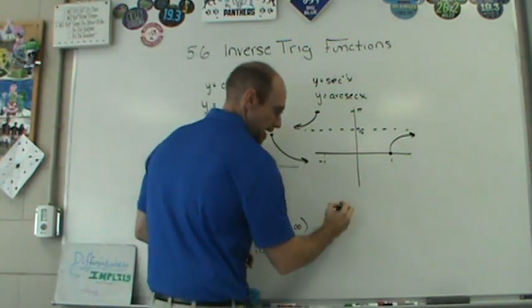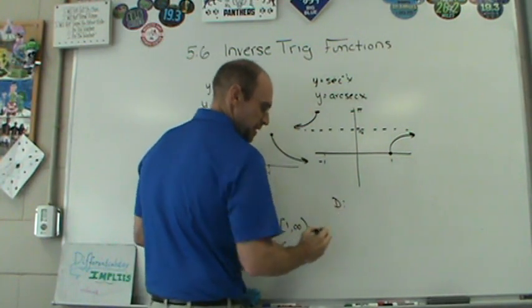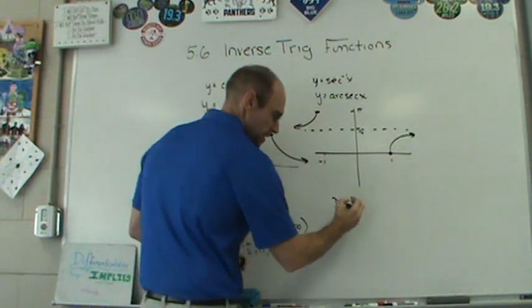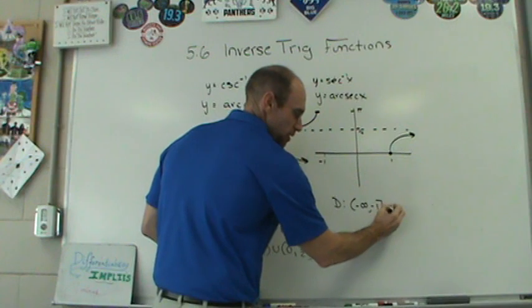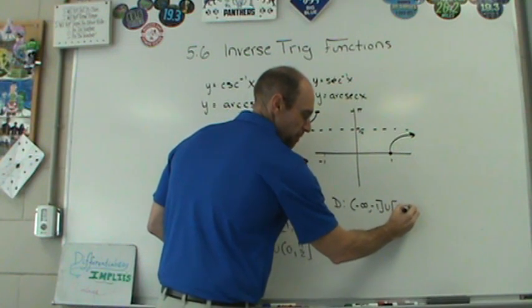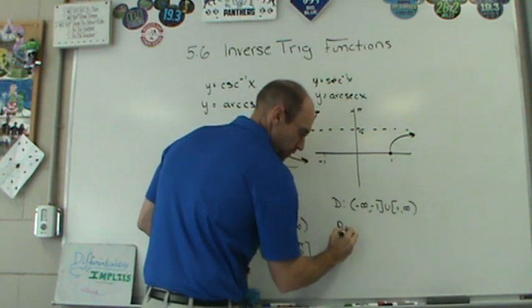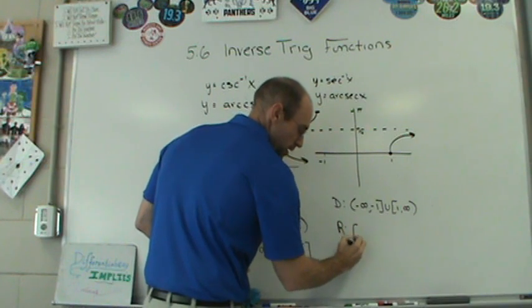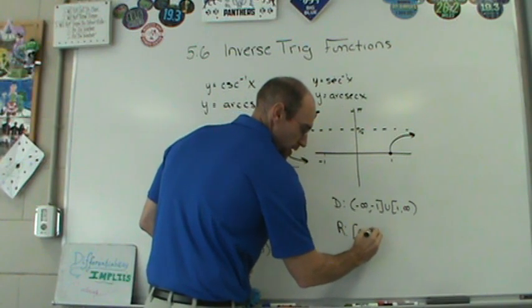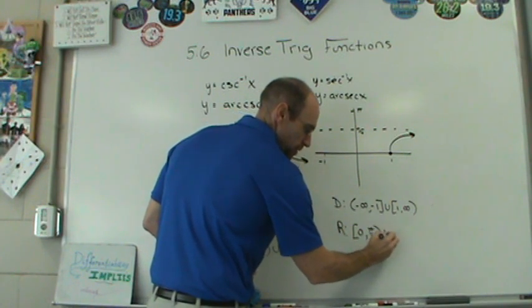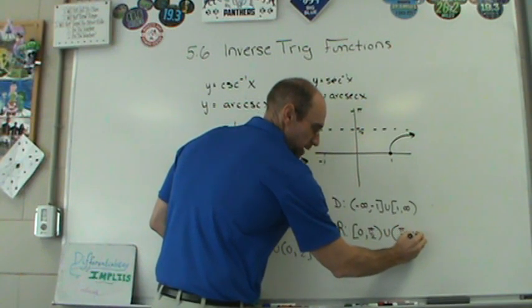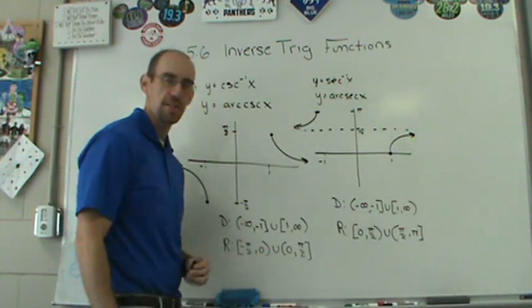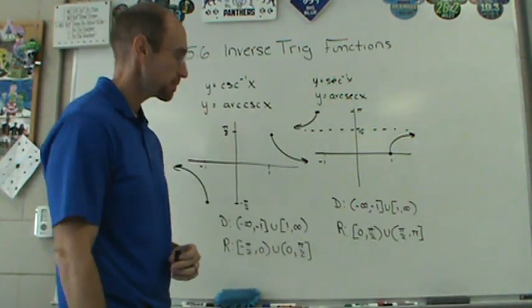And so our domain is actually the same as inverse cosecant, negative infinity to negative 1 bracket, union bracket 1 to infinity. But our range for this one is going to be from 0 to pi over 2, union pi over 2 to pi. Parentheses in the middle, brackets on the end.